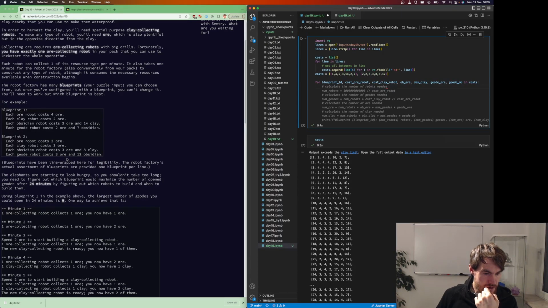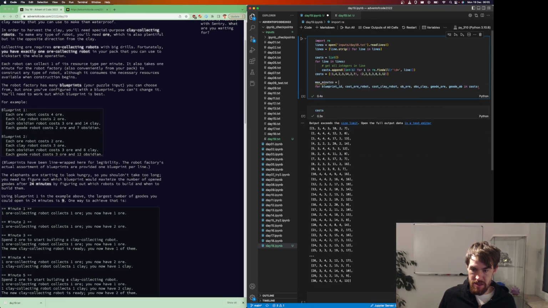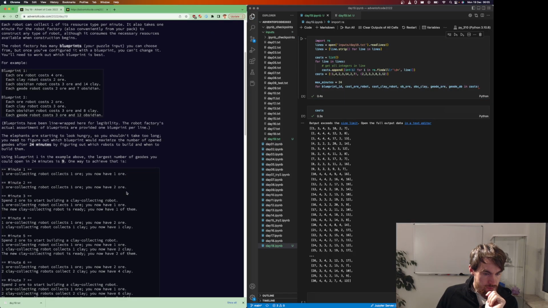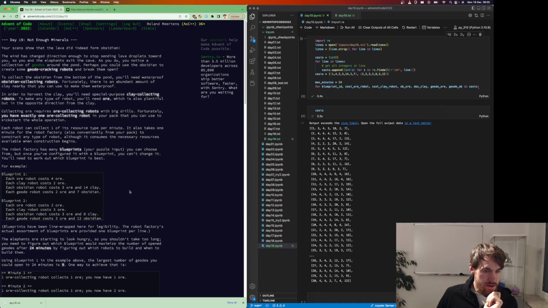Okay, the elephant is starting to look hungry, so it shouldn't take too long. You need to figure out which blueprint would maximize the number of opened geodes after 24 minutes. Okay, so our goal is to get as many geodes as possible. The largest number we can open in 24 minutes is 9. Let's say max minutes is 24. And we start with one ore collecting robot.